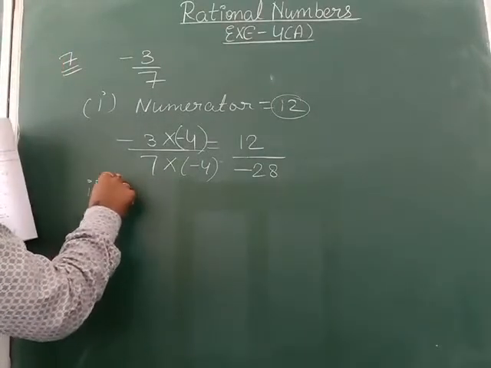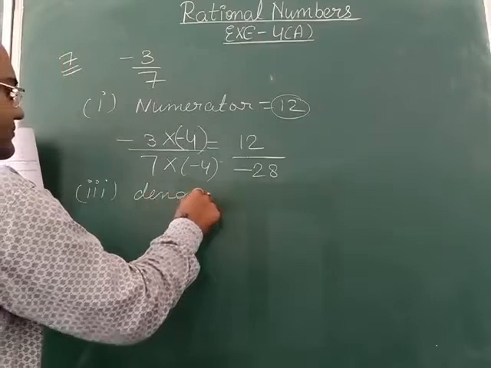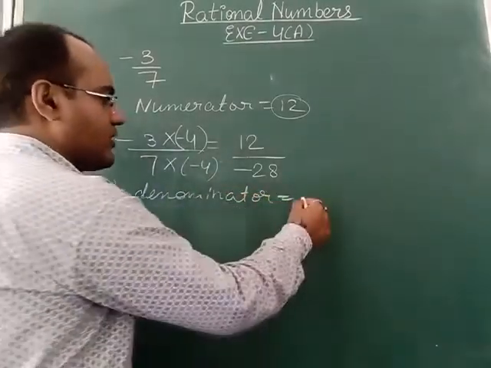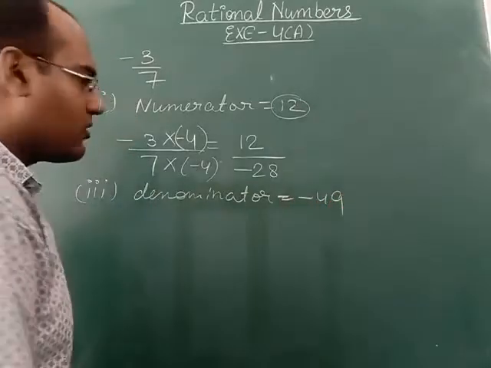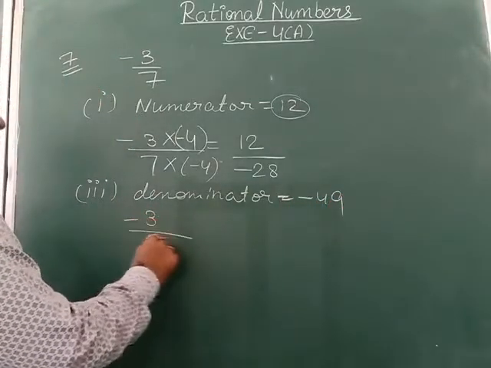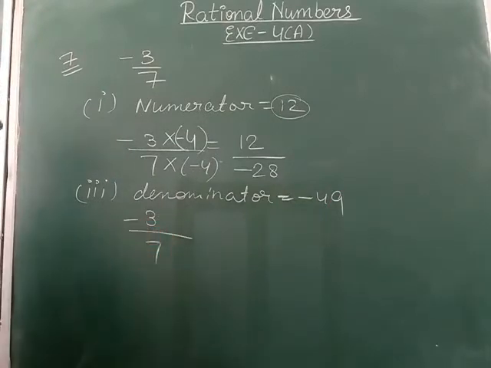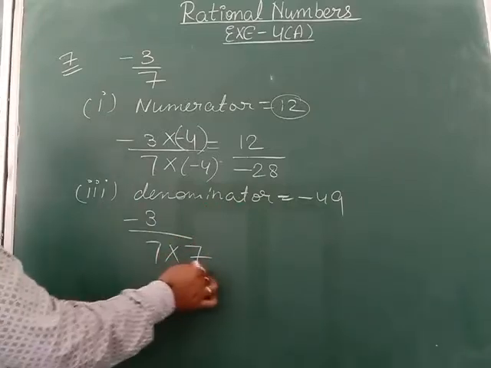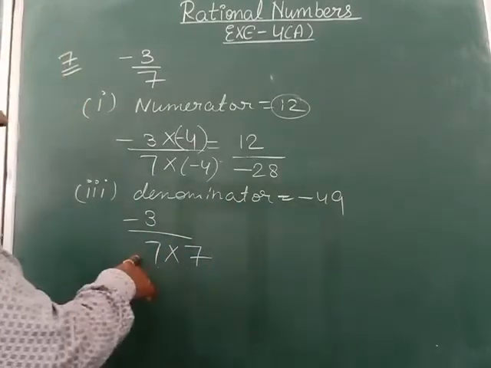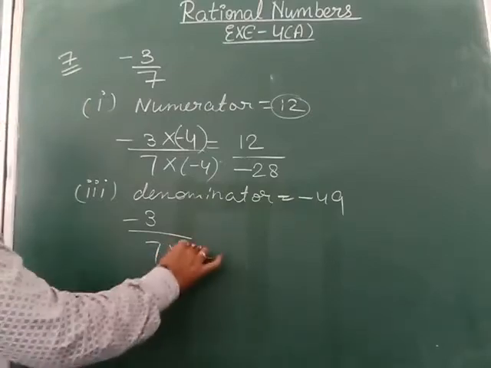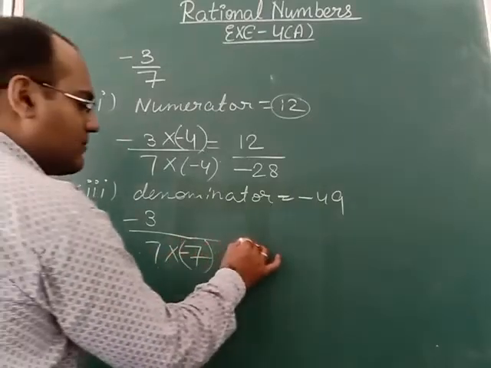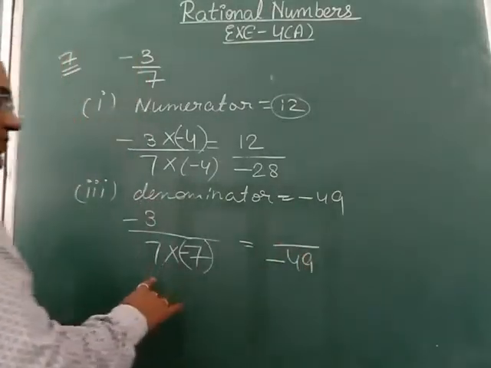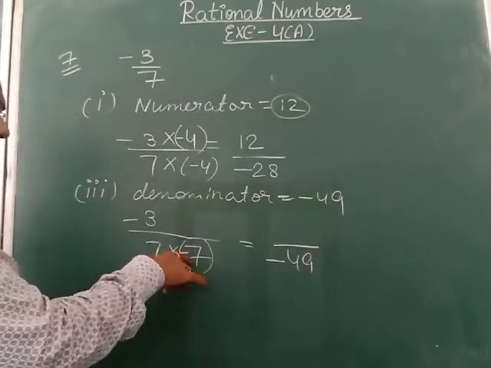Now see another part, number 3. In the third part, the denominator we have to make equal to minus 49. The question is minus 3 upon 7. In the denominator we have to make minus 49. So we have to multiply with 7 first. 7 into 7 is 49. But here it is plus, so we have to take minus 7, because plus and minus will become minus. So here we have to multiply with minus 7 in the denominator.